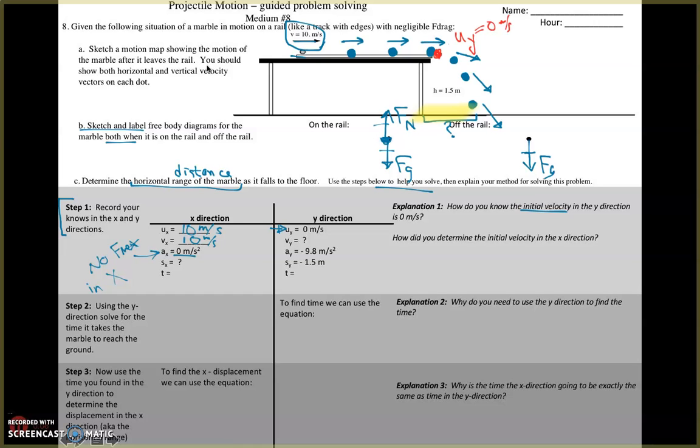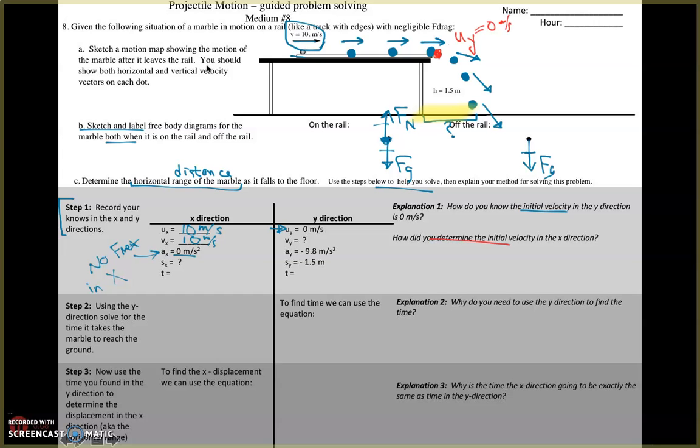And hopefully you explained something about how the marble doesn't have any initial velocity in the y direction. It's just essentially falling in the y direction. Just like when you let go of an object, it doesn't have an initial velocity, but then it starts accelerating downwards.